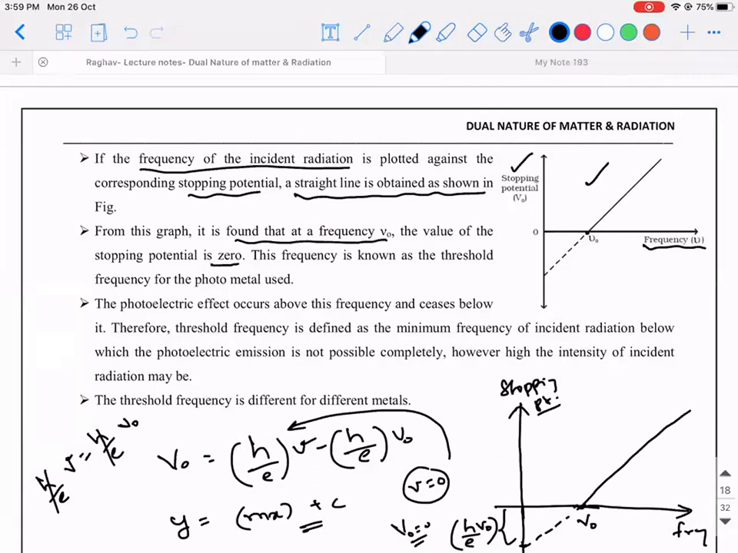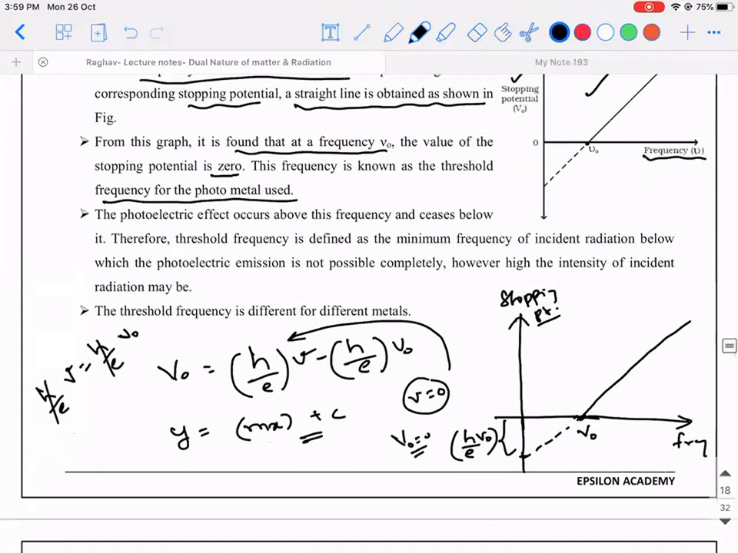This frequency is known as the threshold frequency of the photometal used. So this is the threshold frequency. Similarly, the photoelectric effect occurs above this frequency and ceases below it. Therefore, threshold frequency is defined as the minimum frequency of incident radiation below which photoelectric emission is not possible completely. So threshold frequency is obviously different for different metals. And this is another important graph for you to remember.